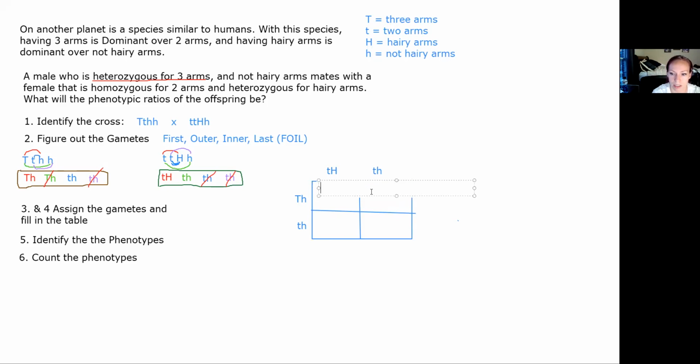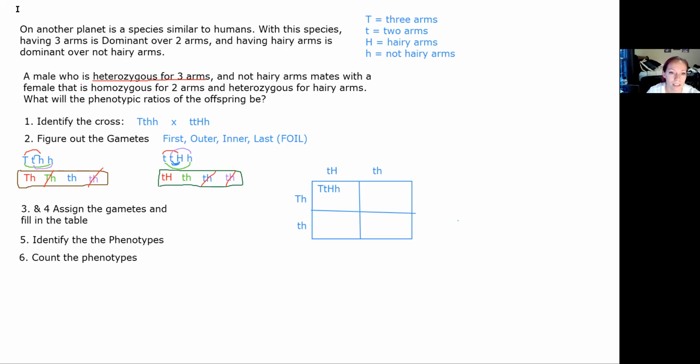Then we're going to drop the top gametes down and bring the side gametes over. So this one's going to end up being capital T, lower t, capital H, lower h. Remember, we're going to keep those specific genes together. So the T's are going to stay together, the H's are going to stay together. And when we're writing these out, the capitals come first.